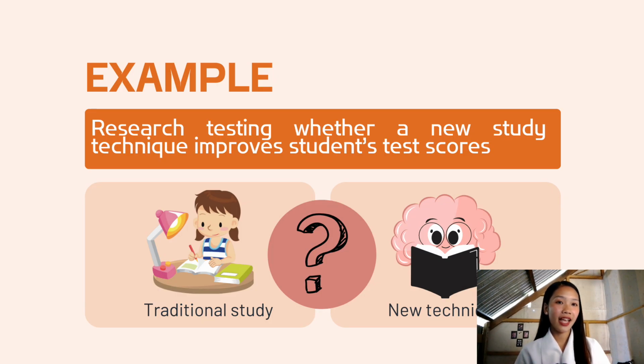To further understand, let's take an example. Imagine a researcher is testing whether a new technique improves student test scores. So the researcher will divide the students into two groups. One group uses the new technique and the other group uses the traditional study. After a set period, both groups take the same test and the researcher compares the scores to see if the new technique made a significant difference. And for clarification, the independent variable here is the new technique, where it influenced the test score, or the dependent variable.